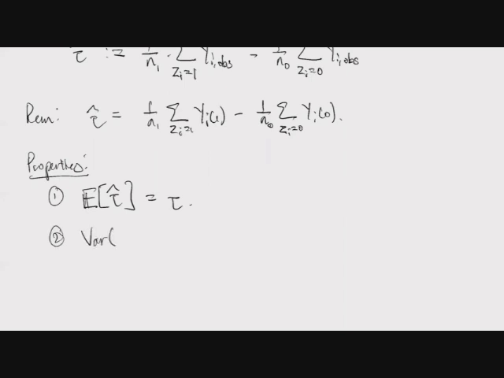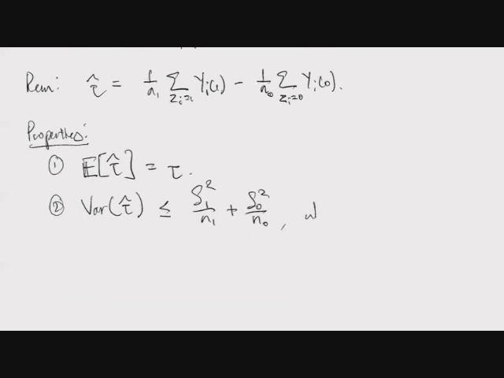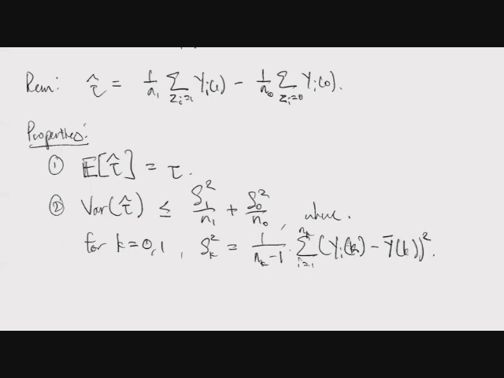And secondly, we can compute an upper bound for its variance. This is bounded by s1 squared over n1 plus s0 squared over n0, where for each of these k's, k equal to 0 and k equal to 1, sk squared is defined to be 1 over nk minus 1 times the sum over i from 1 to nk of yik minus y bar k, squared. So this is the sample variance of the potential outcomes under treatment when k is equal to 1, and the sample variance of the potential outcomes under control when k is equal to 0.